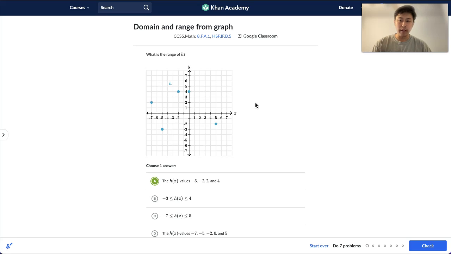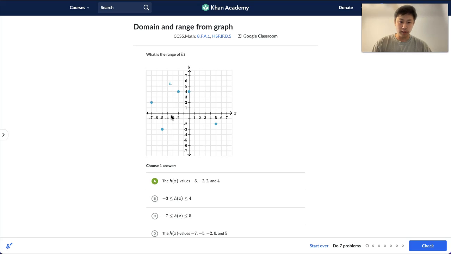Okay, so you'll see a variety of different examples here. Remember that domain is the set of all your x values, and range is the set of all your y values. Okay, so here's the first question. What's the range of this function called h?